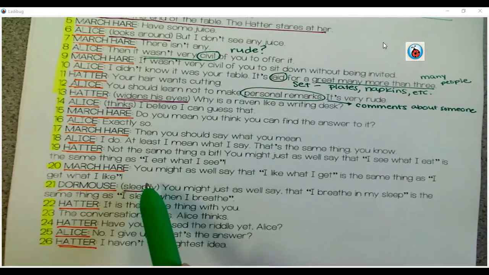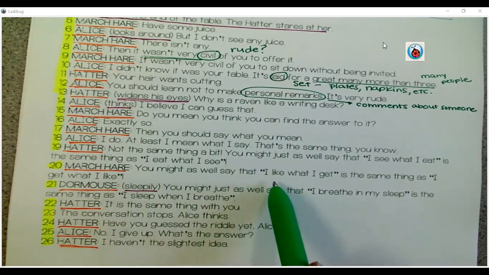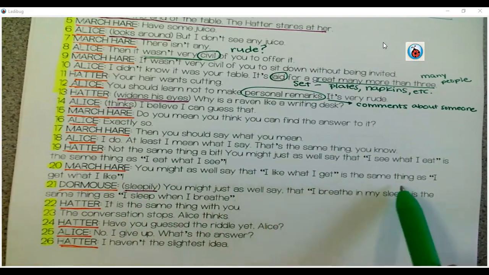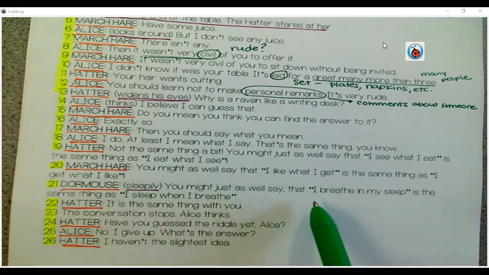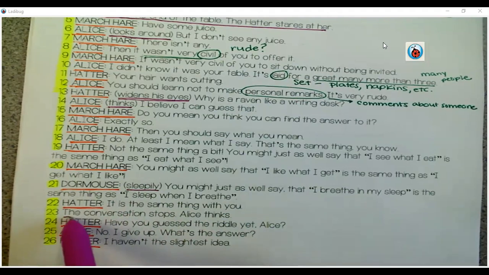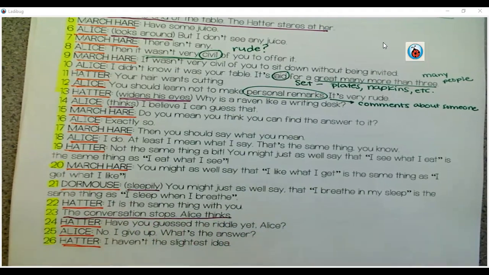March Hare, you might as well say that I like what I get is the same thing as I get what I like. Dormouse, sleepily, you might just as well say that I breathe in my sleep is the same thing as I sleep when I breathe. Hatter, it is the same thing with you. The conversation stops. Alice thinks, oh, look what I missed. I missed stage directions.